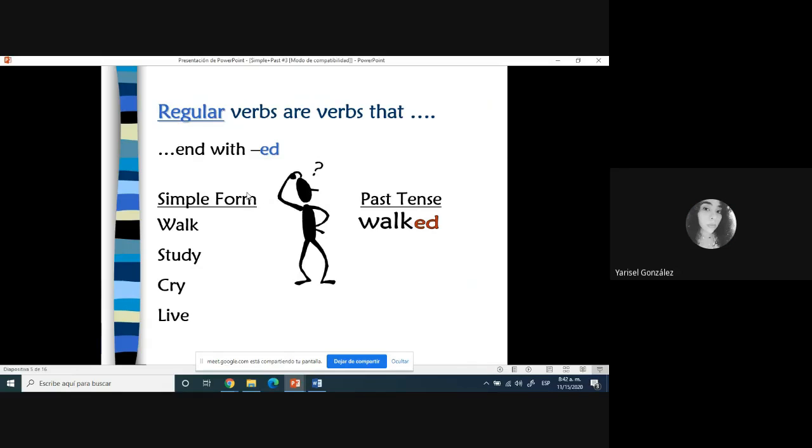La regla, jóvenes, sí, hay ciertas reglas de pronunciación. Cuidadito con eso al pronunciar los pasados. Algunas terminan en t, algunas terminan en d, y otras terminan en ed, like the word needed. So be careful with that. So we have the first one. It says walked and walked, right? Walked. Very good. Study. How will that one be?